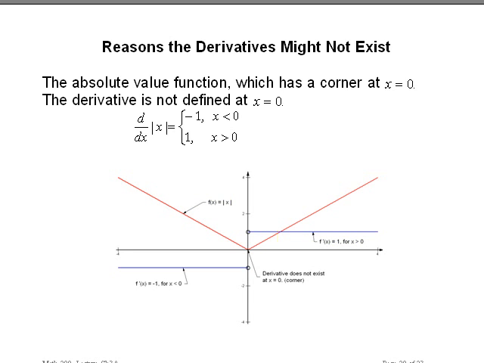The slope, or the derivative, of the absolute value of x is -1 if x is less than 0, and that's the blue line right here. It is +1 if x is greater than 0, and that's the blue line over here. But right at x equals 0, it is not defined. That's why it has those open circles there.